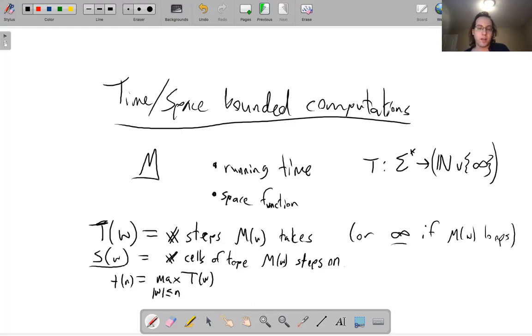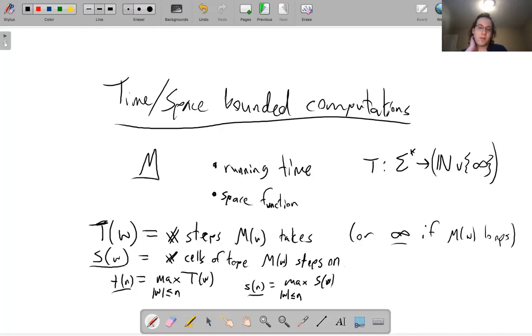Okay, so t of n is the maximum running time that M ever takes, not the maximum number of steps M ever takes on any string w of length at most n. And similarly, little s of n is going to be the maximum space that M ever takes on an input string that's at most n long. Okay, so these are functions of the input size. For any Turing machine, we can define these time and space functions like this.